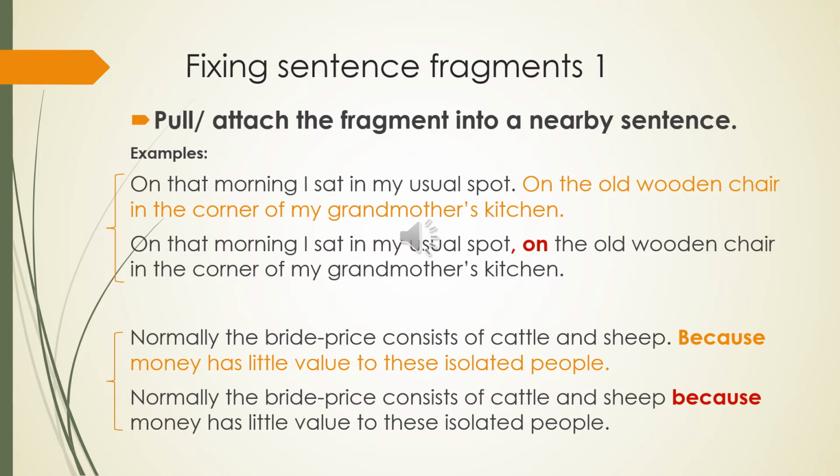All right, so both of those are fragments as they are, but as you look at those, you can see that they are related, so they can be pulled together to make one complete sentence. And so then you have the following sentence that reads, "On that morning I sat in my usual spot, comma, on the old wooden chair in the corner of my grandmother's kitchen." So they've taken those two fragments because they were similar in thought, and they've combined those into one grammatically correct sentence.